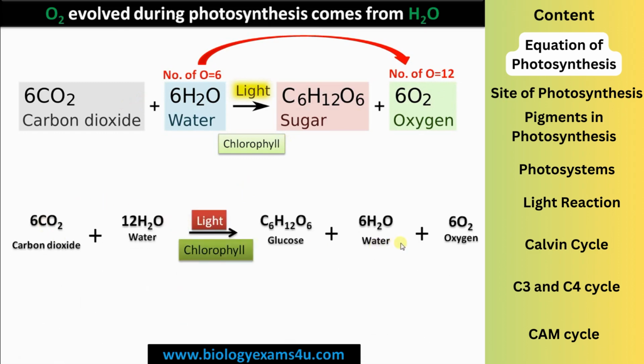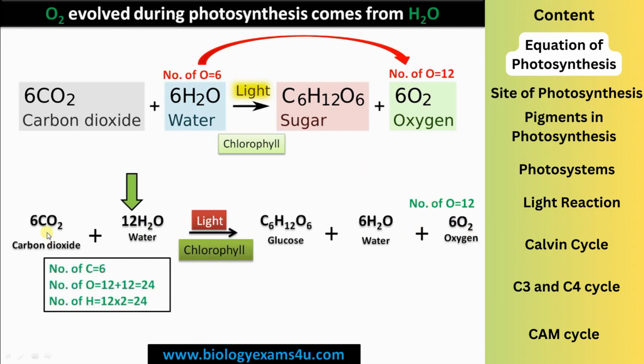So this is the balanced overall equation of photosynthesis: 6 carbon dioxide molecules plus 12 water molecules, in the presence of light and chlorophyll, give rise to glucose, that is C6H12O6, plus 6 water molecules plus 6 oxygen. Let us see, this is 12 H2O, so we have 12 oxygen. Here also we have 12 oxygen. So this is balanced. Now let us check whether the complete equation is balanced or not.